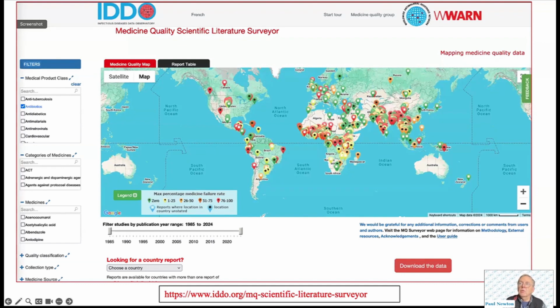And crucially, this map does not include reports from medicine regulatory authorities that are not in the scientific literature, or from the pharmaceutical industry. It just represents what's in the public domain scientific literature. But as you can see, there's still an awful lot of red points implying severe issues around the world. And if you wish to use this, you can make reports for a country that particularly interests you, and you can download the data as well.